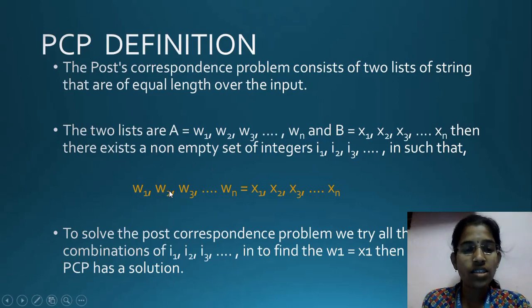This is a sub-instance of the list A. At the same time, x1, x2, x3, xn are present in B. To solve Post Correspondence Problems, we try all the combinations of i1, i2, in to find w1 equal to x1. Then we say the PCP has a solution. Here we check the equality of the strings present in the lists. We follow the same order. If we get equal strings from list A and list B, we have a solution. Now let's see a simple example.